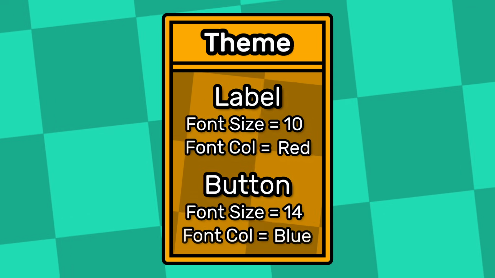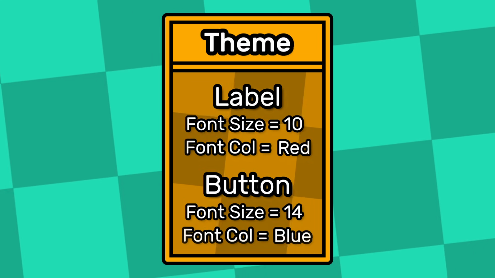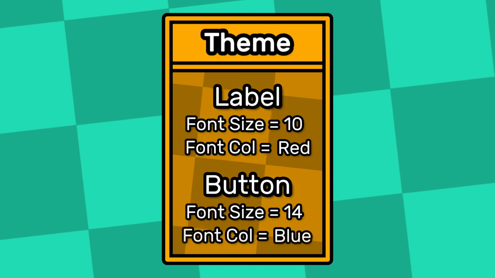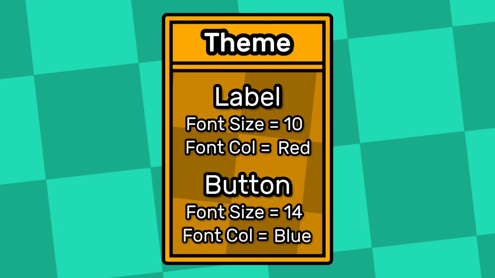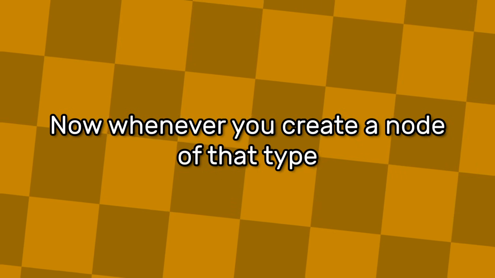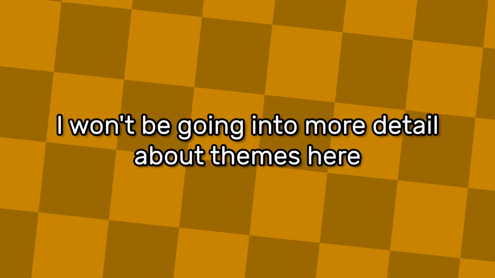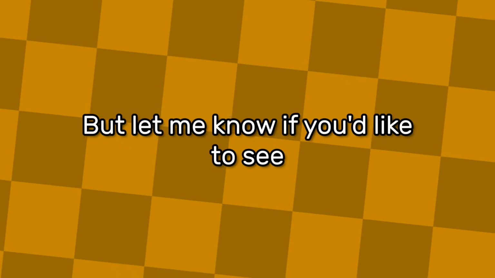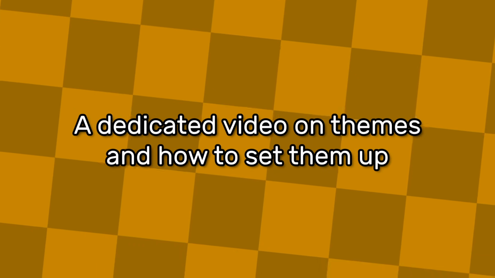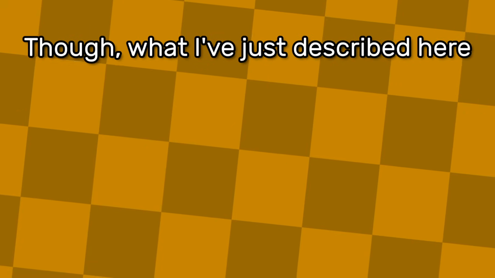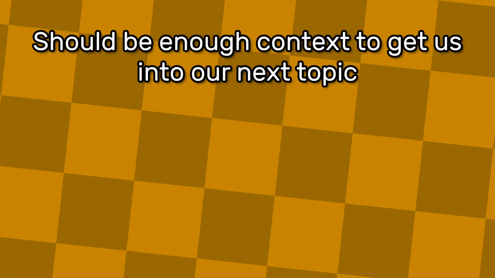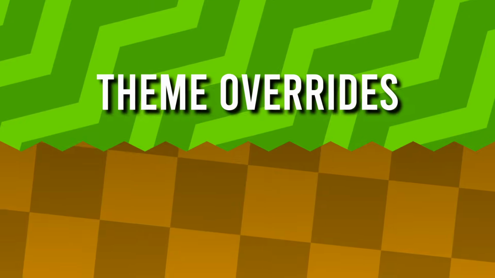A theme in Godot is a resource that contains information about how each control node type should look. Each customizable node type contains its own set of theme properties. You can set values for these properties for specific node types in a theme and apply that theme to your entire project. Now, whenever you create a node of that type, the values we set in the theme are used by default. I won't be going into more detail about themes here, but let me know if you'd like to see a dedicated video on themes and how to set them up. Though what I've just described here should be enough context to get us into our next topic: theme overrides.